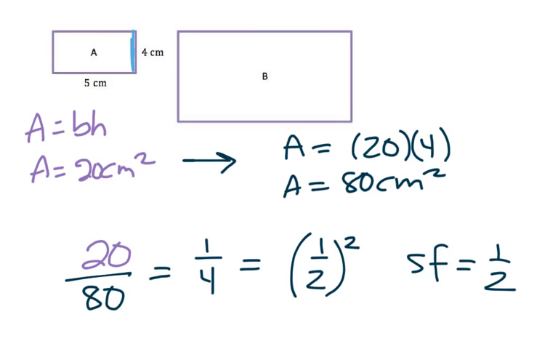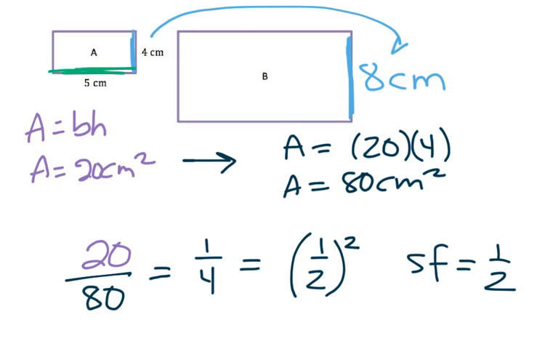So if this side here is 4 on the small rectangle, that should be half of what I get here. To find that, I can double. 4 times 2 is 8. So that side length on the larger rectangle will be 8. On this smaller rectangle again, it's 5 centimeters, and I have a scale factor of 1/2, so that means that this side here has to be double. And so that's 10 centimeters. So the dimensions of rectangle B are 8 centimeters and 10 centimeters.